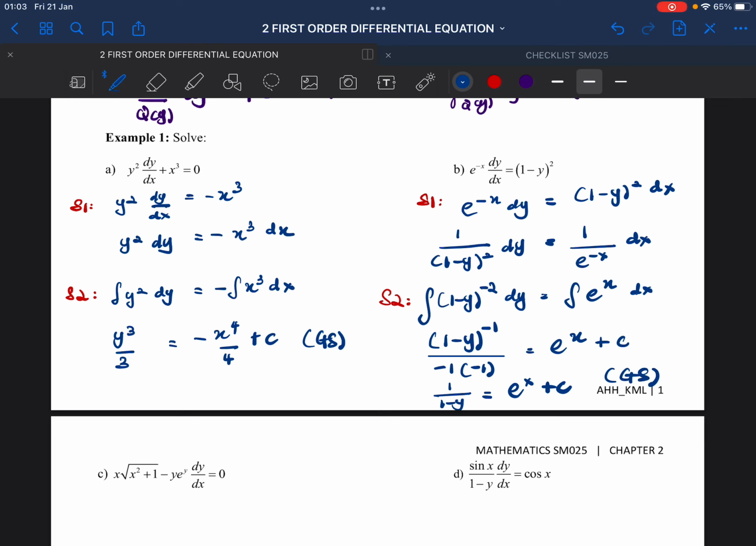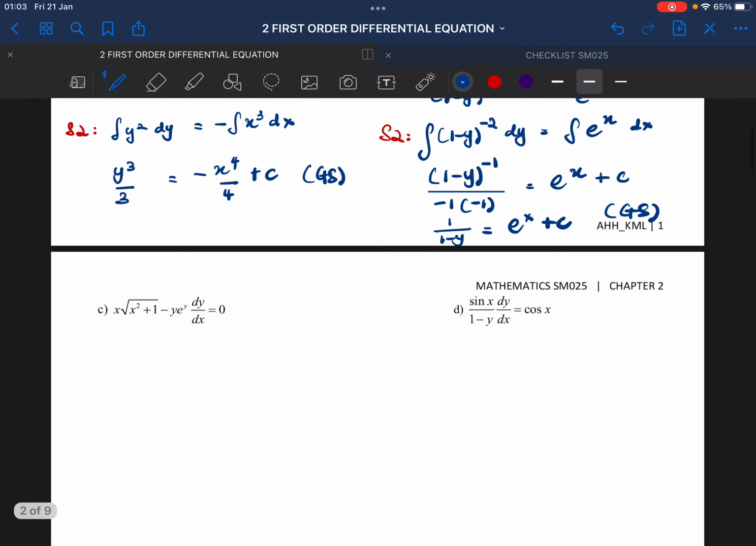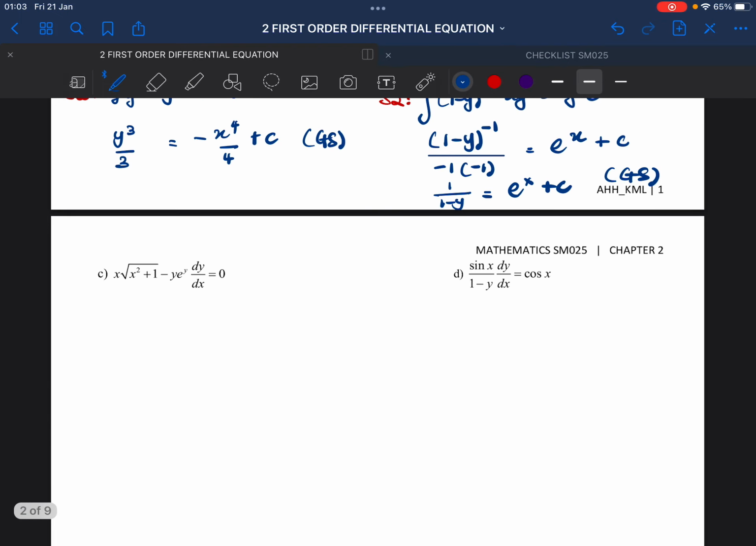Okay, so first step, separate x and y. Second step, just integrate both sides. Alright, so let's continue to the next example. Example C here.